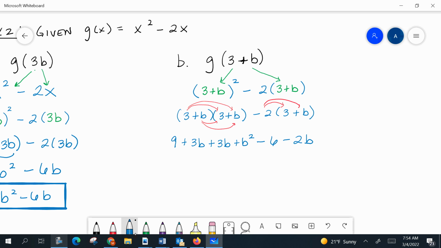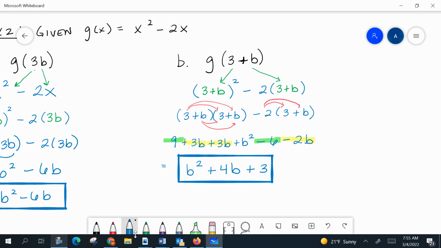Okay, so now we combine all these like terms, and maybe we flip this around and put this in standard form. The biggest exponent I see is b squared. And then for the b terms, let's highlight these: 3b plus 3b minus 2b. So 3b plus 3b is 6b, minus 2b is going to be plus 4b. And then finally, we've got like terms with the 9 and the negative 6, so the constant term is going to be plus 3. All right, so that would be the new g function with a 3 plus b inputted and simplified.